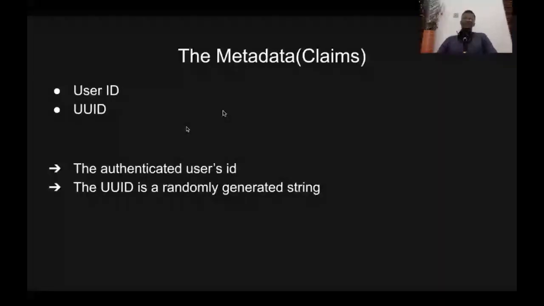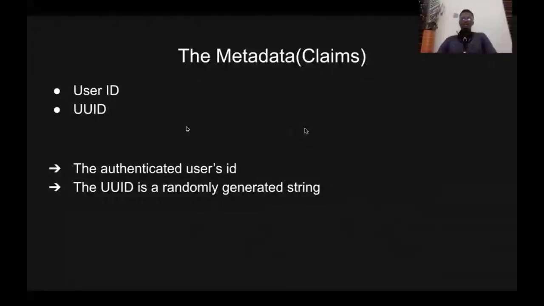Good. So the token metadata is this. I chose the user's ID and a UUID. Now, a UUID is a randomly generated string that is unique. Take note of the word unique. So I now use the UUID. These are the two things that make up the metadata. Now, this metadata is attached to the JWT claims while creating it.